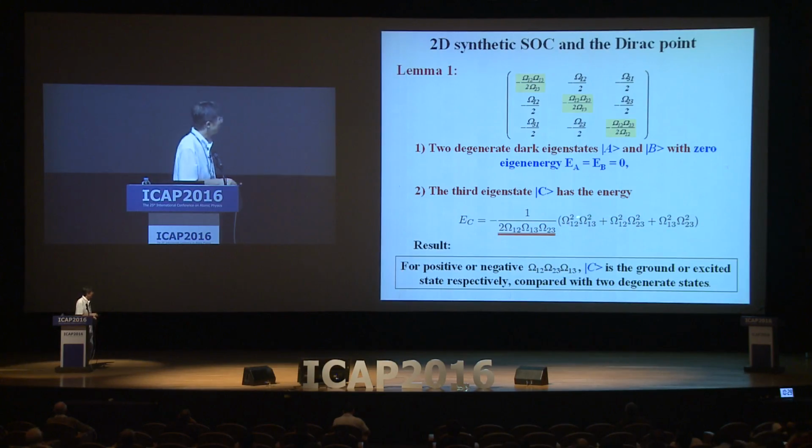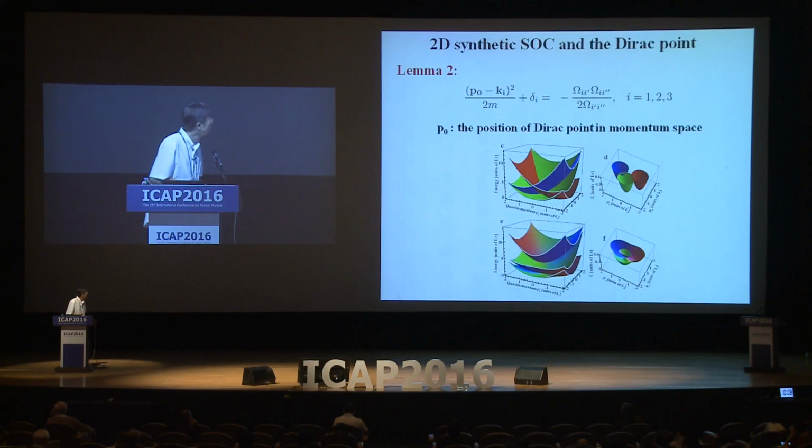We can see this sign depends on the product of the 3 Raman couplings. For a positive or negative product of the 3 Raman coupling strengths, the third eigenstate is the ground or excited state respectively, compared to the degenerate dark states.